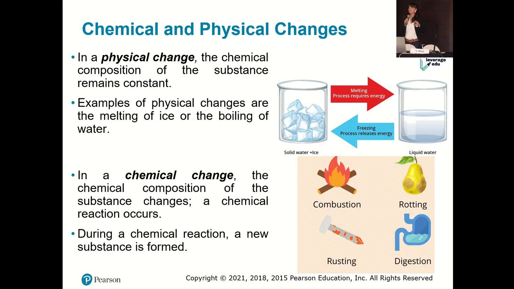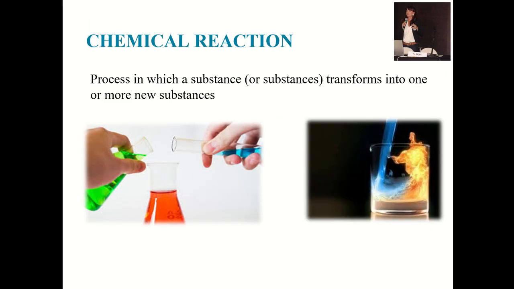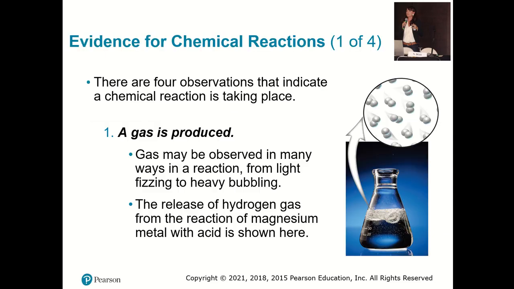But in a chemical change, the chemical composition of the substance changes, like in combustion, or rotting of fruit, could be banana, pear, whatever. And the rusting, that is oxidation, happens here. Then digestion as well. So during a chemical reaction, a new substance is formed. The process in which a substance or substances transform into one or more new substances is called a chemical reaction.